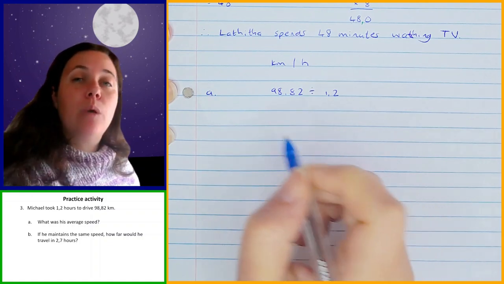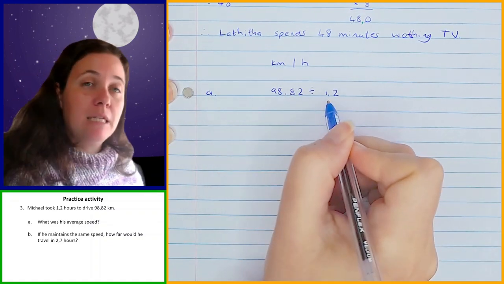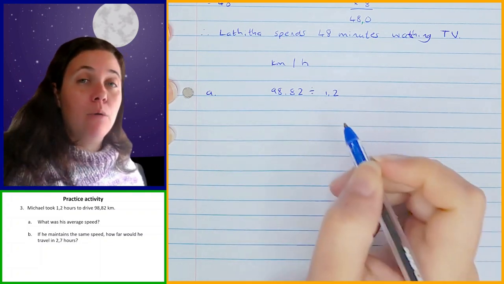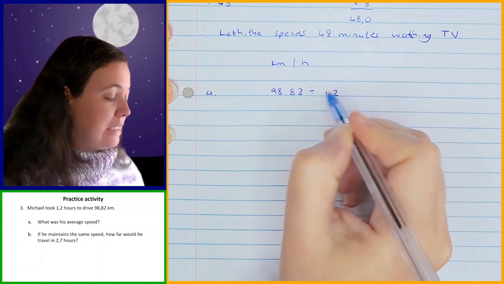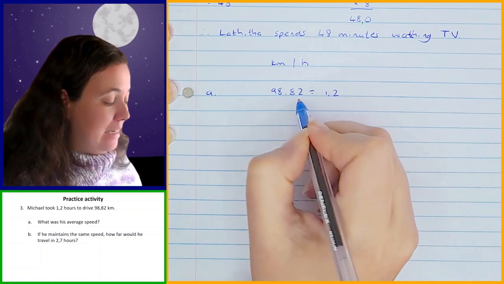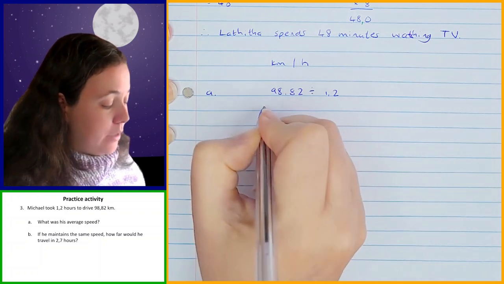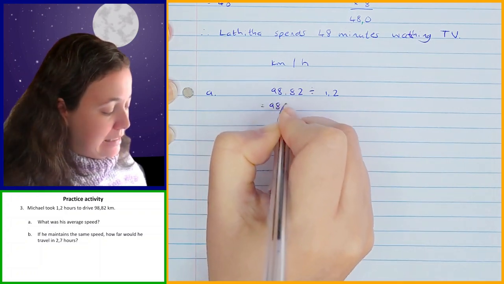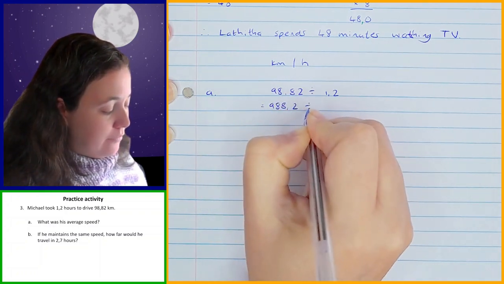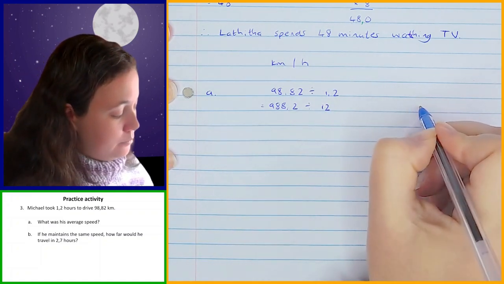Okay, so now remember, when we're doing division with decimal fractions, we need to multiply both the dividend and the divisor by a power of 10 so that the divisor will be a whole number. So I need to multiply both of these by 10 so that this is going to be a whole number, 12. So that's going to be 988,2 divided by 12. Okay, so now that is what I'm actually going to be dividing.